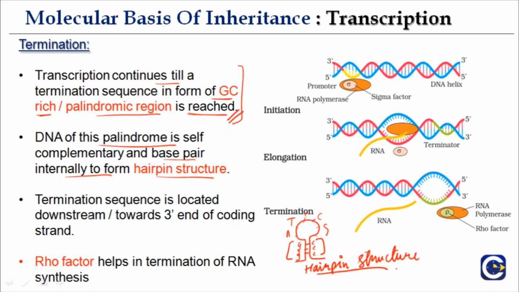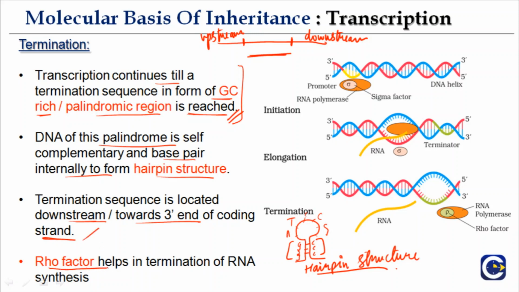Termination sequence is located downstream towards the 3' end of the coding strand. You remember I told you previously in this slide, for example, this is the DNA sequence and this is the gene sequence, or the cistron, that codes for a polypeptide. Any sequence that is below this sequence is called upstream sequence, okay? And anything that is on the right is called the downstream. So the termination sequence is located downstream, of course, because you want the entire gene to be transcribed. So the termination sequence will definitely be downstream towards the 3' end of the coding strand.